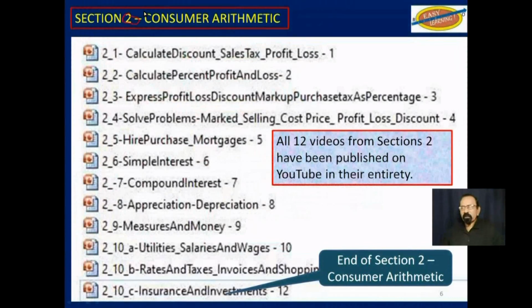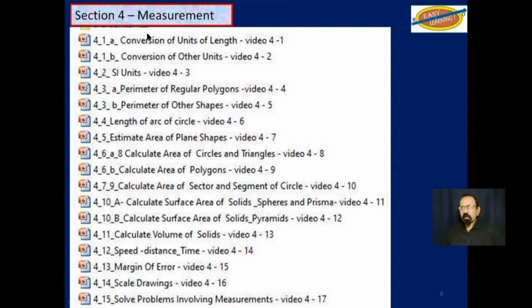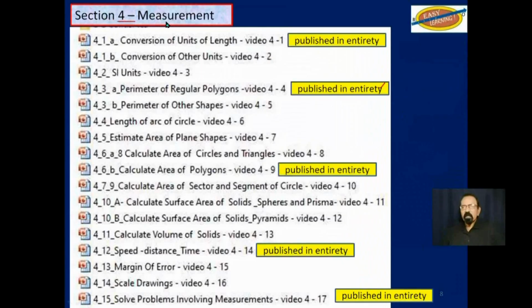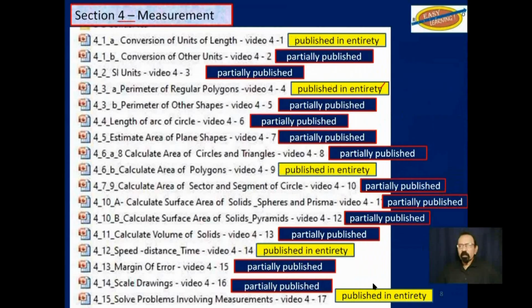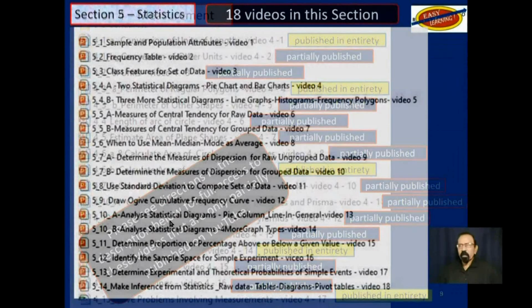Section 2, consumer arithmetic. All 12 of these videos have been published on YouTube in their entirety, all 12. Section 3, sets. All 6 of these videos have been published on YouTube in their entirety. Section 4, measurement. These indicated in yellow have been published on YouTube in their entirety. The others are only partially published. If you want full access to those, please see directions in the description below.